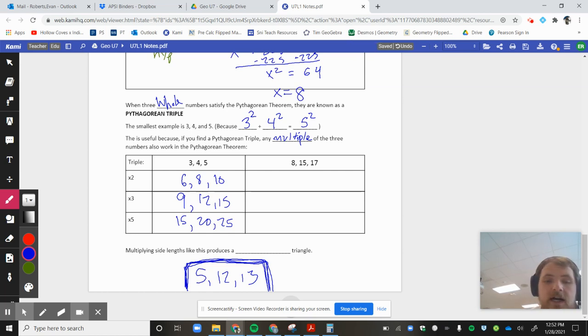Okay, so again, same concept over here. If we multiply the side lengths, we should notice that all of these triangles are similar. Okay, that's from the last unit. All these triangles are similar, which again means congruent angles and proportional sides. Alrighty, so hopefully this is making some sense and we are tracking along.